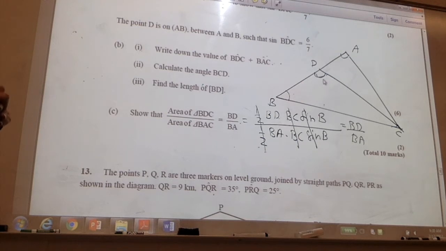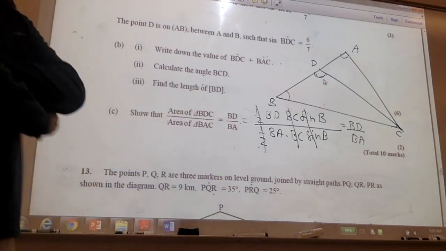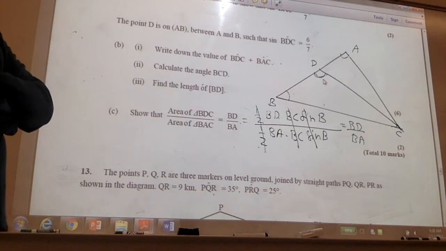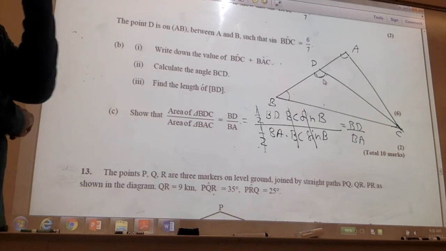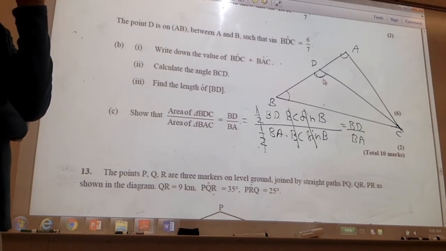What do you mean? What do you mean by numerical value? You'll get some numerical value. No, I know, but if I plugged in the actual value for BD and B, if I actually did the math and got the area of that triangle over that area is 0.24, and then BD over BA is 0.24, and showed that they equal each other, would that still count for the method point?